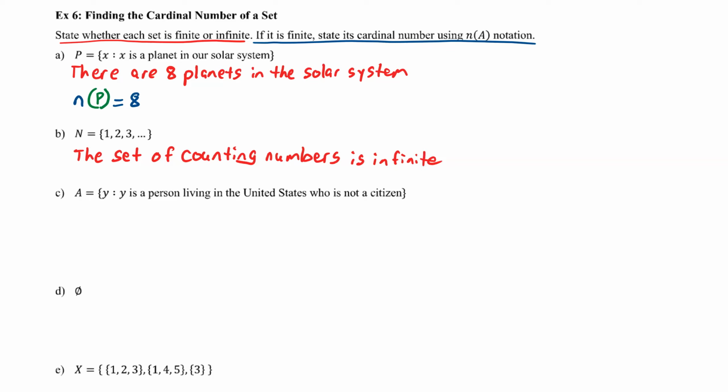Part C gives us the set, and it says our set A is where Y is a person living in the United States who is not a citizen. With this one, we did have two conditions. First, to figure out if that's something we can count or not. If we wanted to know the number of people living in the US who are not citizens, that is a finite countable number, but it's very likely that none of us are going to know what that number is. So this one is finite, but we don't know what that number is, so we're not going to be able to write it using that cardinal notation.